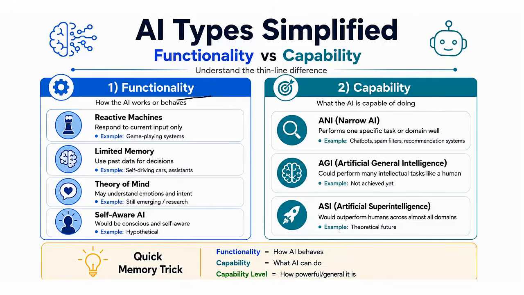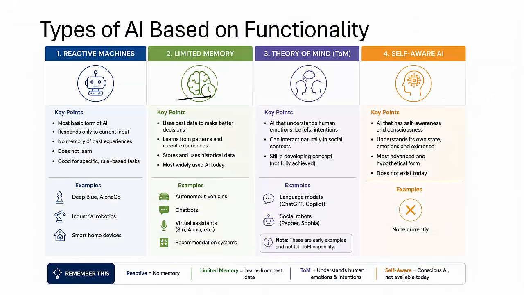So the summary is that functionality tells how the AI behaves, and capability tells how broad the AI's intelligence is. A self-driving car is limited memory by functionality, but ANI by capability because it was designed to perform one particular task. Here you can see the reactive machine, the most basic form of AI we already discussed. It responds to current inputs, has no memory of past experience, and does not learn. It is good for specific rule-based tasks: Deep Blue, industrial robots, smart home devices.